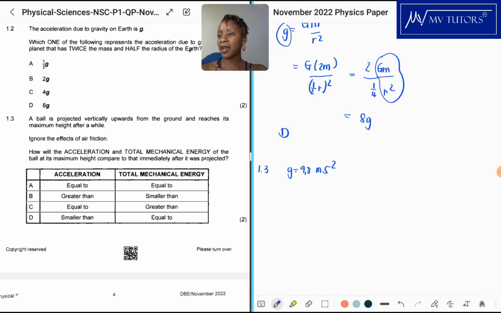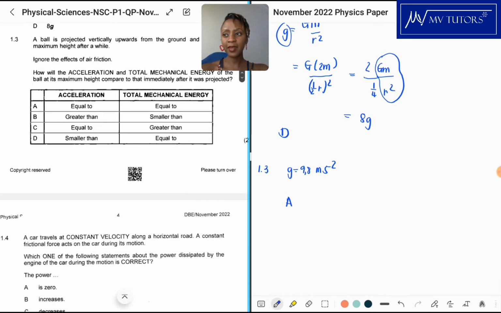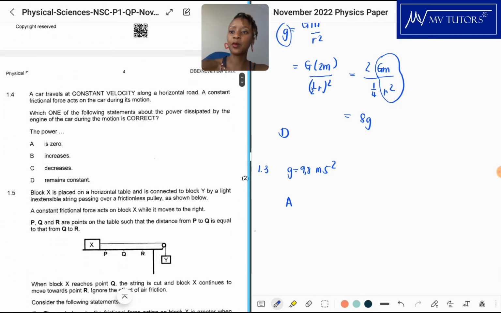So what answers do we have here? A, acceleration is equal to, and mechanical energy is equal to the one at maximum height compared to the one immediately after it was projected. So if I look at all the options here, option A is more appealing, and it is correct. No matter in which position you're in, the acceleration will always be the same, as well as the total mechanical energy. Now let's look at 1.4.